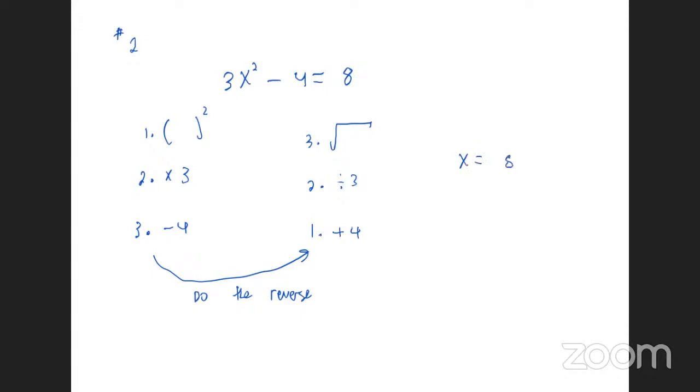First thing, let's add 4 to it. Then let's divide by 3. And then let's square root the whole thing. Right? So that's 12 over 3. That's 4. Square root of 4 is 2. Let's go again.